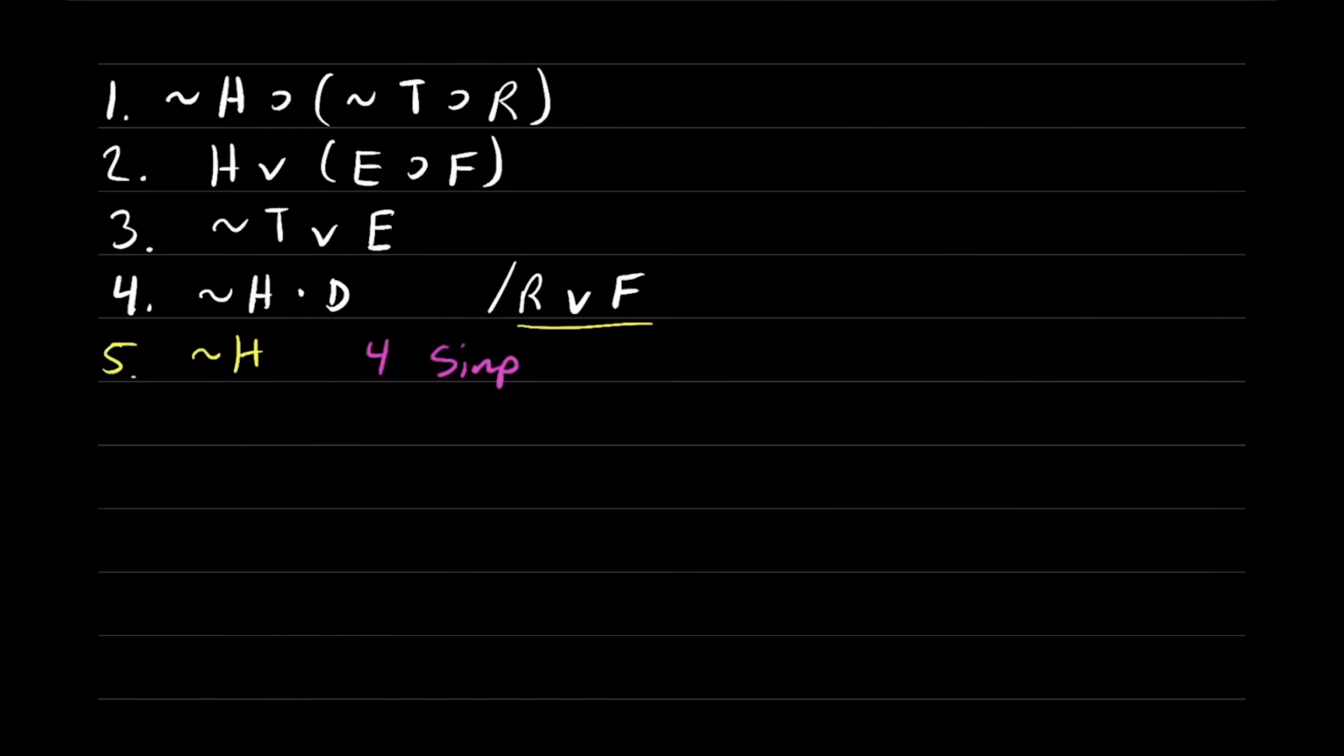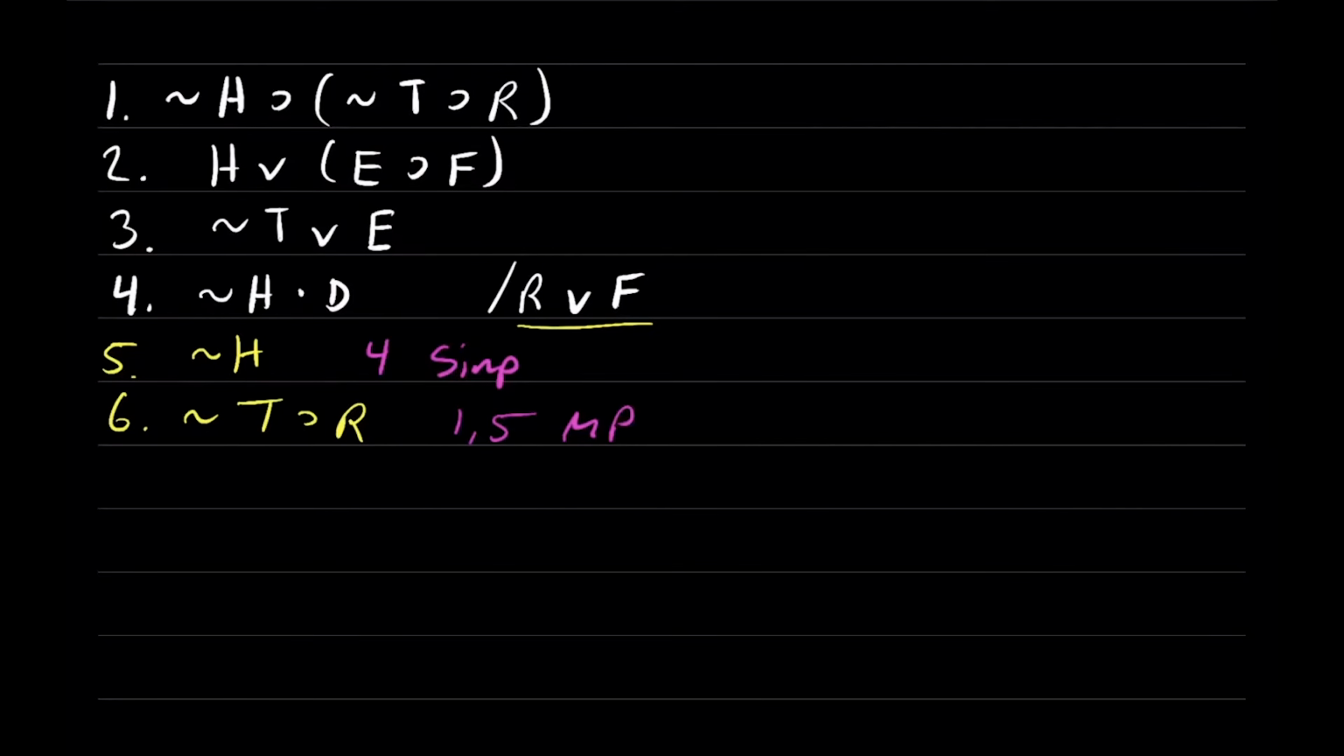On line 1, we've got if not H, then that expression in parentheses. Well, on line 5, we know not H, so we can use modus ponens to get that expression in parentheses. Not T implies R. Hopefully that is easy in review at this point. If not, go back up to the video from the previous week and review modus ponens. Okay, so this is going to follow from line 1 and line 5 by modus ponens, MP.